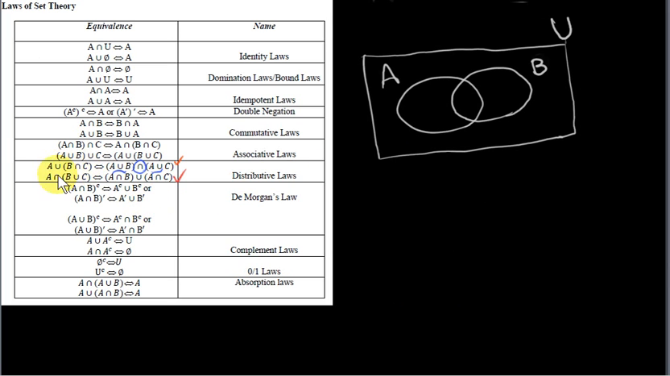By the way, to get one distributive law from the other distributive law, we just interchange the union and the intersection symbol. So this union becomes an intersection, and this intersection symbol becomes a union symbol.